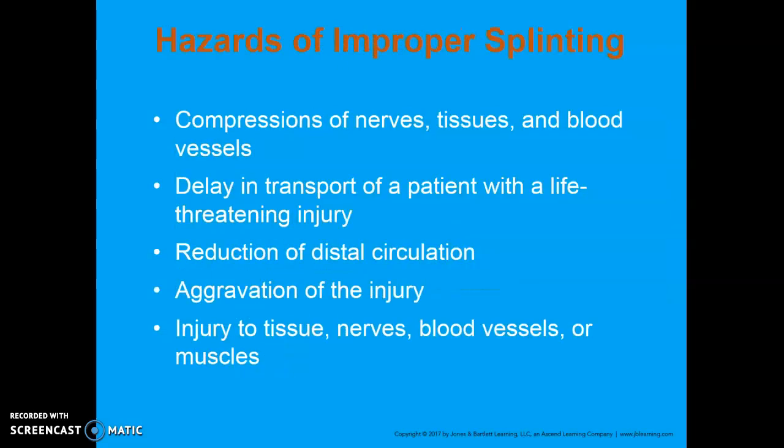So, what happens if we don't splint properly? Well, you get compression of nerves, tissues, and blood vessels, which can certainly cause long term injury, delay in transport of a patient with a life threatening injury, reduction of distal circulation, which then causes further compromise to the limb, aggravation of the injury, and then excessive injury to tissue, nerves, blood vessels, and other muscles as a result of excessive movement.